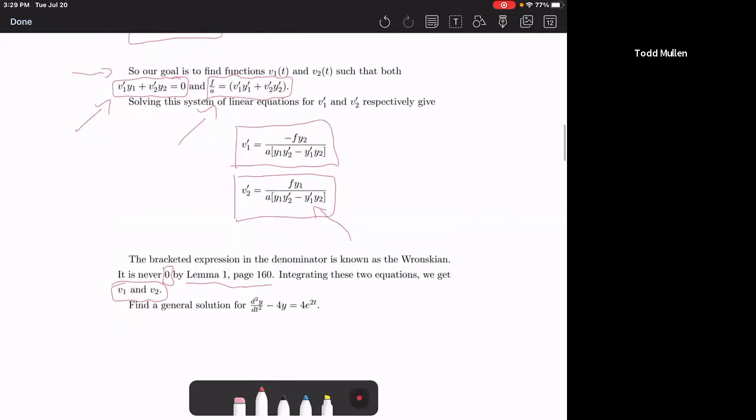So let's try this out. Find a general solution for the second derivative of y with respect to t minus 4y is equal to 4e to the 2t.